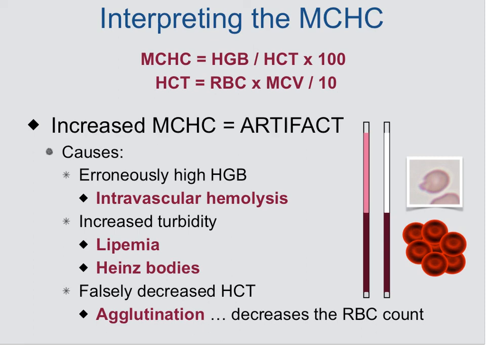Examples of things that increase the MCHC are hemolysis, where hemoglobin is released from erythrocytes and already present in higher concentrations, lipemia, which is quite turbid, and Heinz bodies, where the precipitated hemoglobin can interfere with the spectrophotometer. For the hematocrit, the classic example is agglutination, where agglutinated erythrocytes are so large they aren't included in the red cell count and thereby decrease the hematocrit.